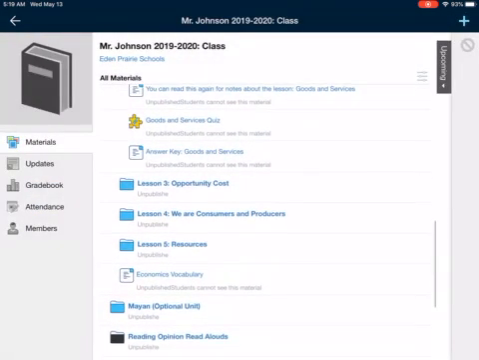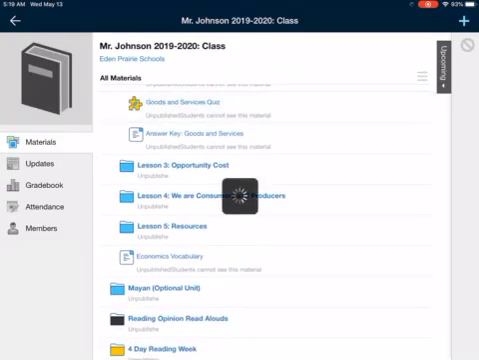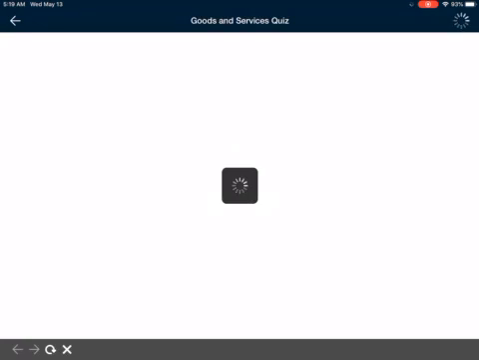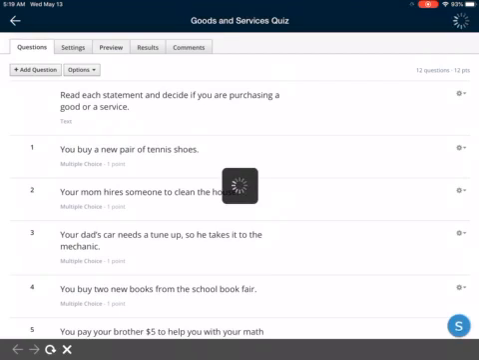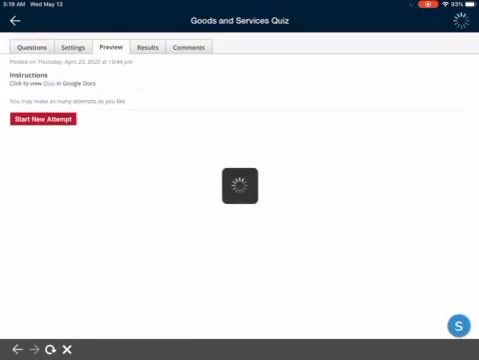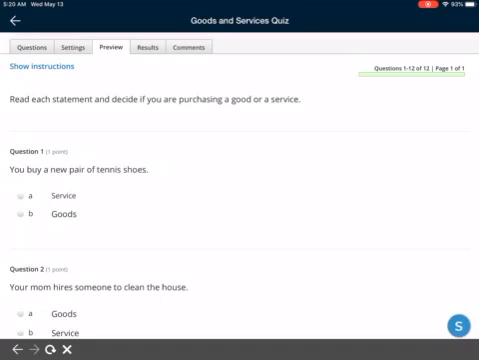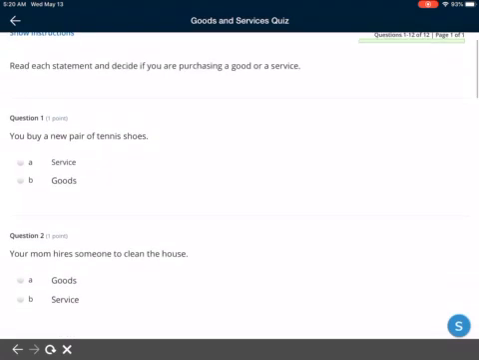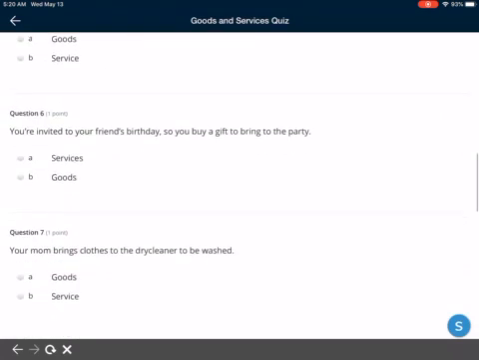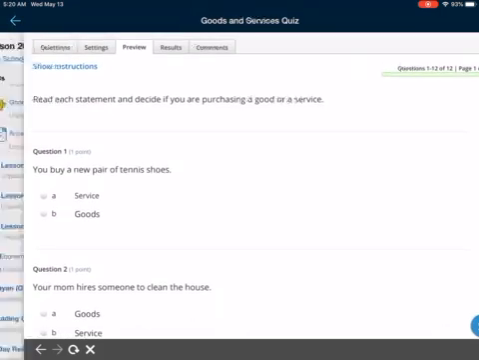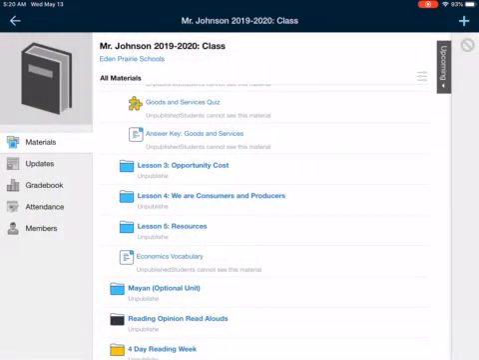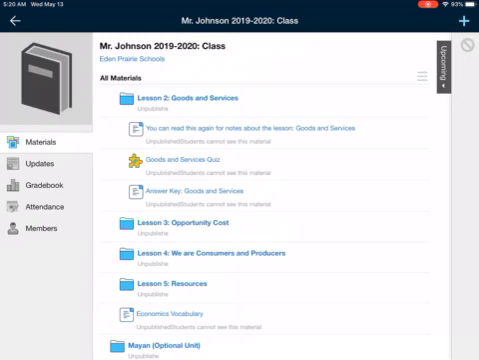So what you're going to do now is you're going to do this goods and services quiz. So you're just going to open it up. I'm just going to go to the preview view so you can see what it looks like. On this, read each statement and decide if you're purchasing a good or a service. So you're just going to go through and decide, is it good or service, good or service, good or service. And once you submit it, you will also get to see how you do on it, and you'll get to learn from the answers too. But I just want you to use that to think about goods and services and things that you might want or need. Have fun.